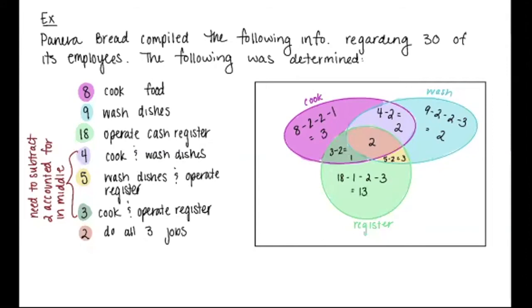Okay. But now I still got one more region I haven't used. And that's going to deal with these 30 people in total. So I have 30 employees. Some of them probably don't do any of these jobs, probably the managers. They're not really doing any of this. So I still have to talk about this region outside the 3 circles.